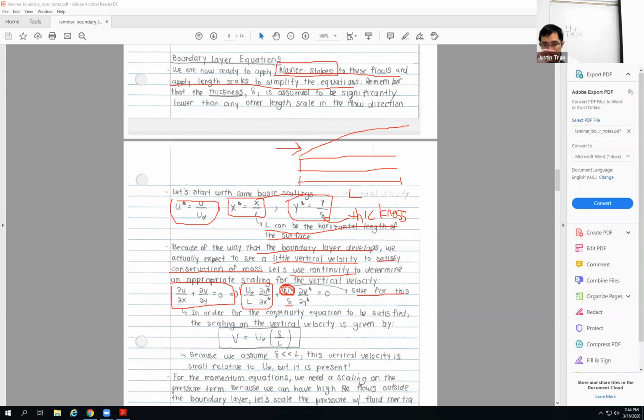Okay. So in order for this to be satisfied, because this is dimensionless right here, we can say that it's order one. Same thing with this guy. I'm crossing them out, but basically we're saying that those are order one. So in order for this to be satisfied, these ratios of coefficients must be the same. So U infinity over L has to be the same as V over delta. Then if we solve this equation for V, we get V is equal to U infinity delta over L.